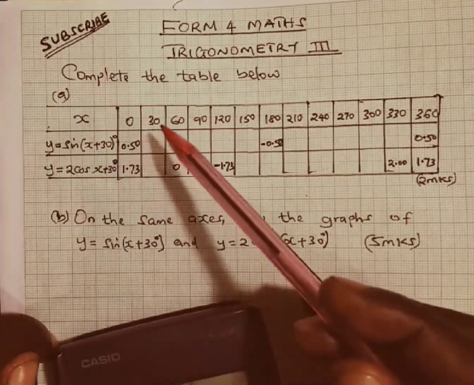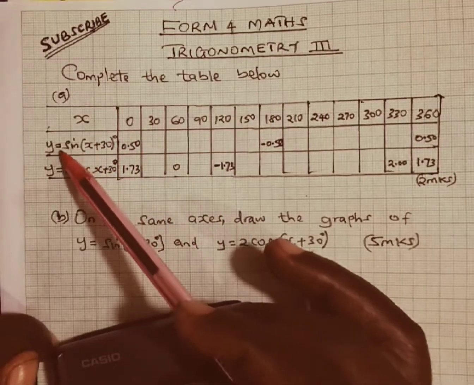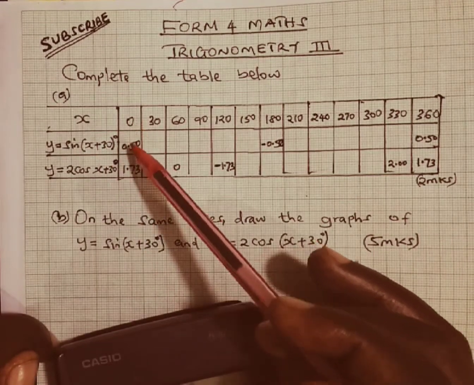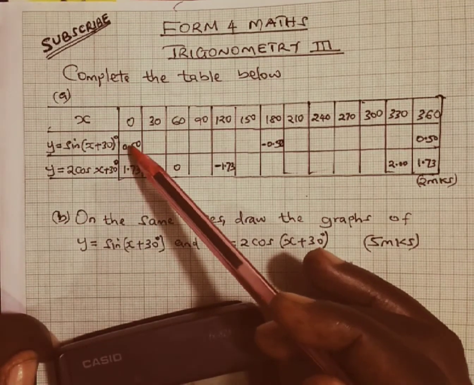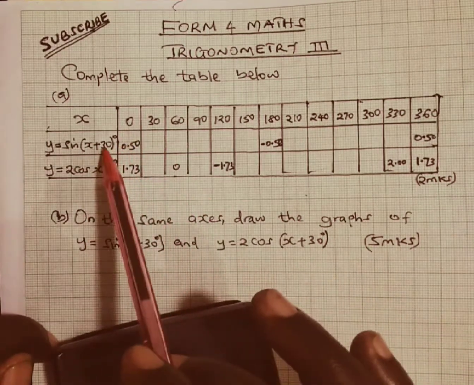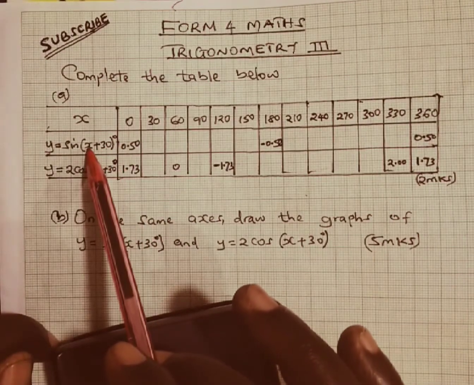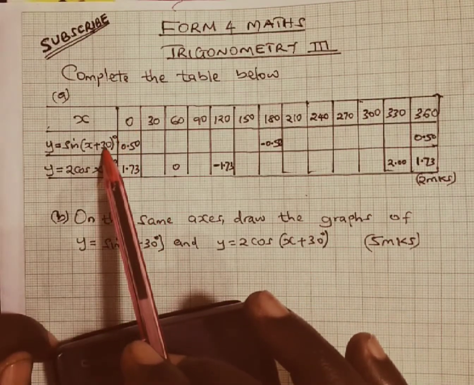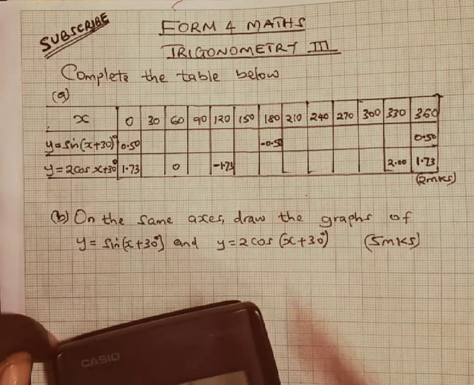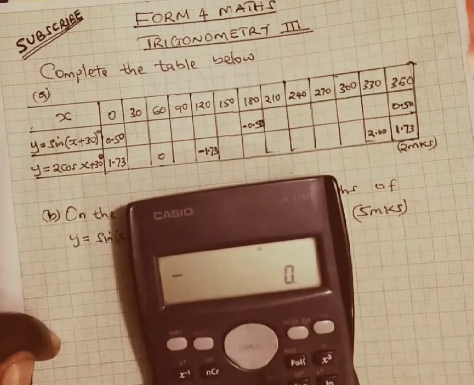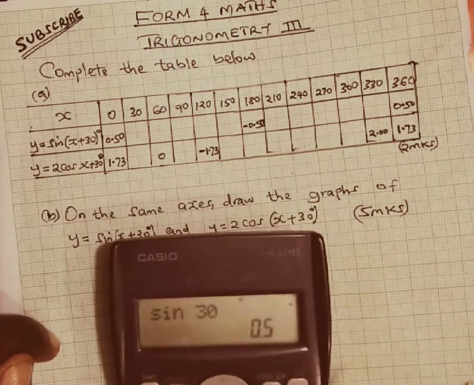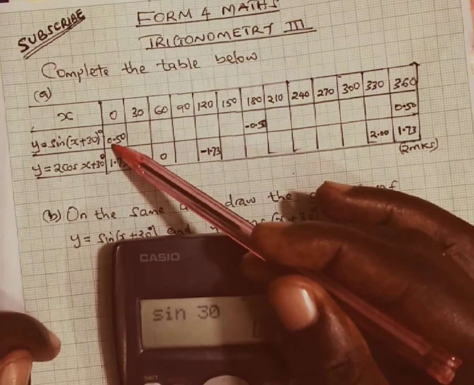We have the first function, y is equal to sine x plus 30, and already the first value has been done. So what we are supposed to do is take the value of x, which is 0, and add 30. We get 0 plus 30 is 30, so sine 30 will give us 0.5. That is, you press sine 30 and that gives us 0.5, and that is the figure we have here.